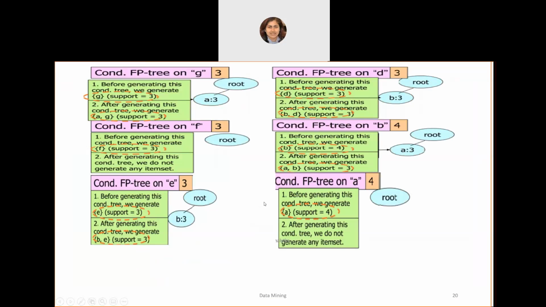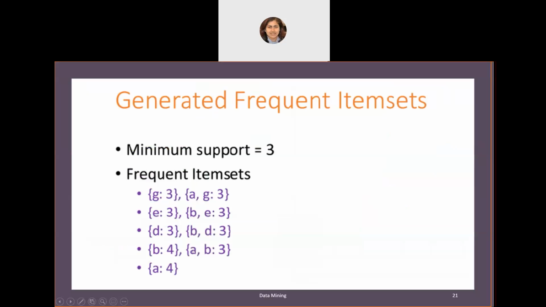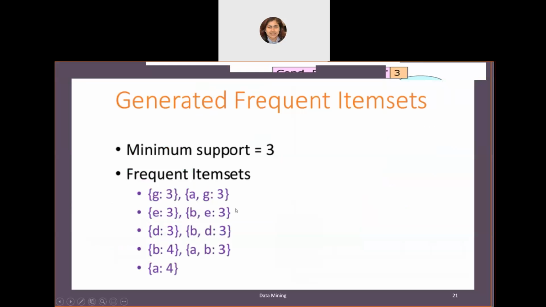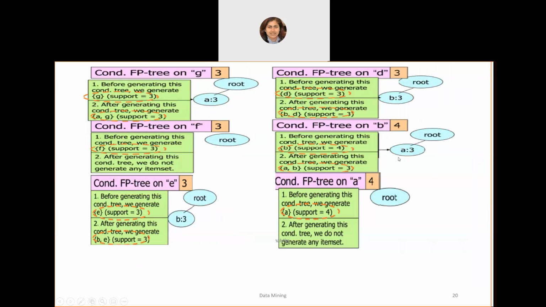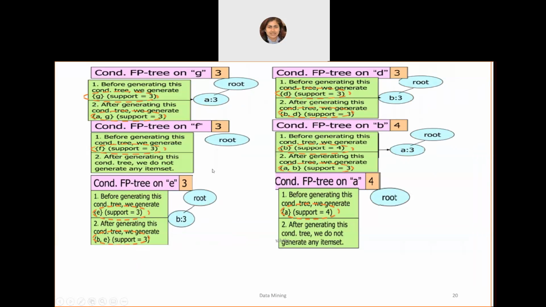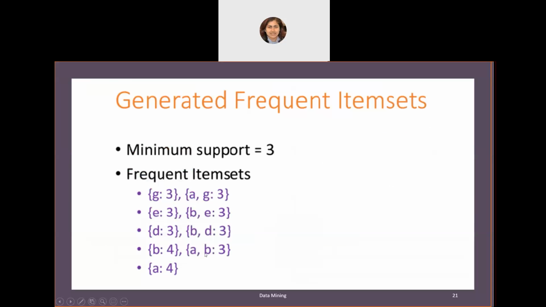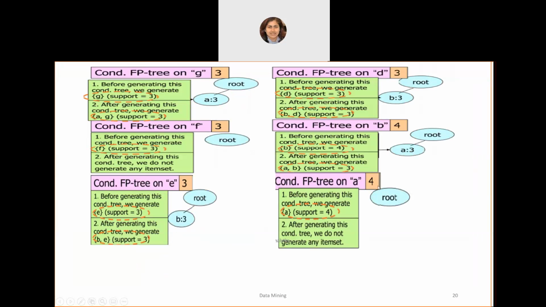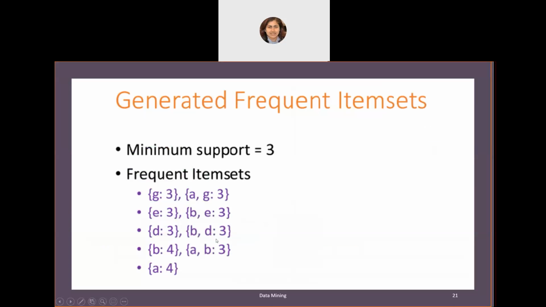For E3 we got BE3. So we have to include this F3. Yeah, sorry, F will not be included because it doesn't have a root node besides itself. Then for E, it is BE. For D, it is DB3. For B, it is 4. And AB, it is 3. Okay, count 3. And for A, it is 4 only. So these are all the frequent item sets we found.